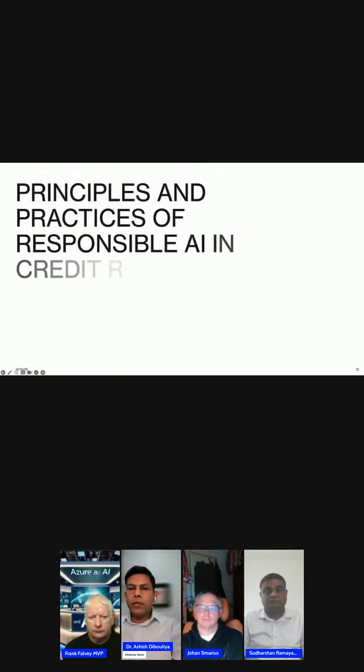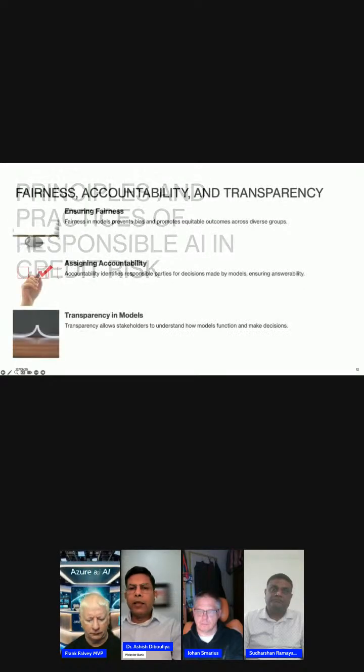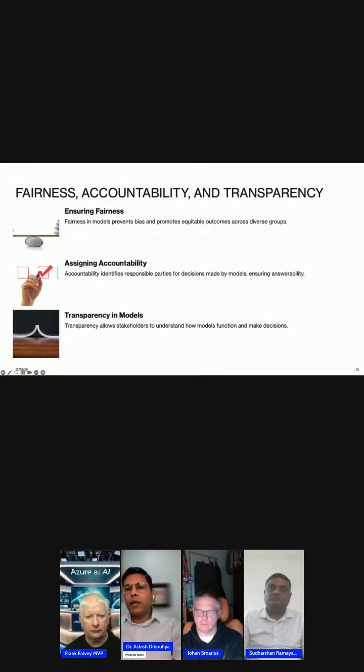This is the third segment of my discussions, which is responsible AI, ensuring credit risk models are fair, transparent, and accountable. In this segment, we explore core principles of the ethical practices which are relevant for financial decision making. Fairness, accountability, and transparency are the key principles. If we are using AI for credit risk assessment, it is very important that it is fair, accountable, and transparent. Fairness ensures that the credit decisions do not introduce unintended bias across the protected or sensitive groups.